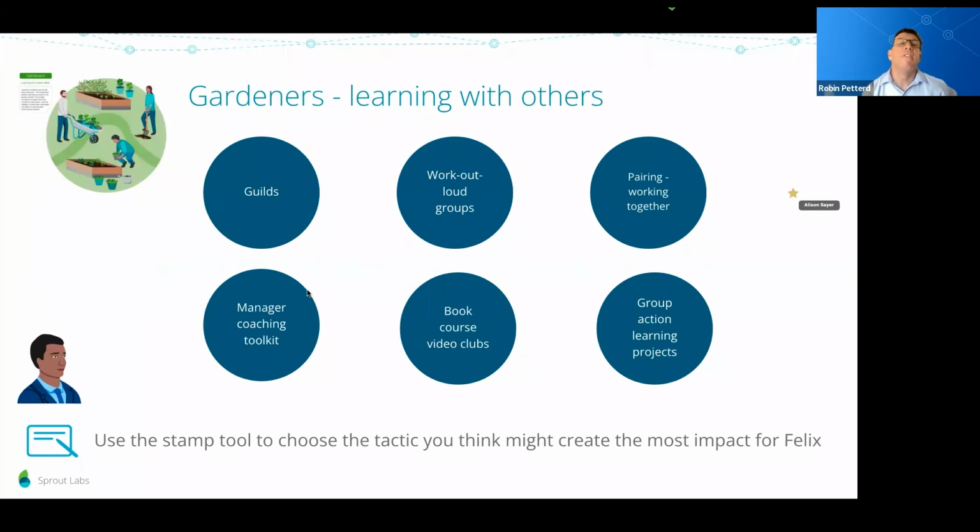Okay, gardeners. Interestingly, some of these things cross over, so pairing is on this one as well. It's a series of strategies that I've seen work. Guilds is a term quite often used in digital upskilling for communities of people to come together to understand a new way of working. One of the reasons the manager coaching toolkit is here is that it's not necessarily a spot where managers are going to be doing this. It might be new knowledge coming into the organization, and you need a rapid way to get people up and working.